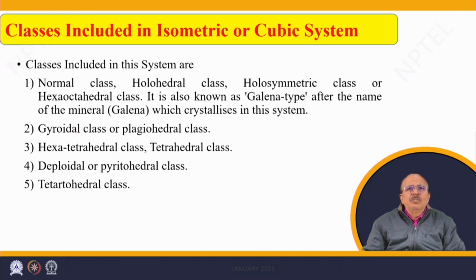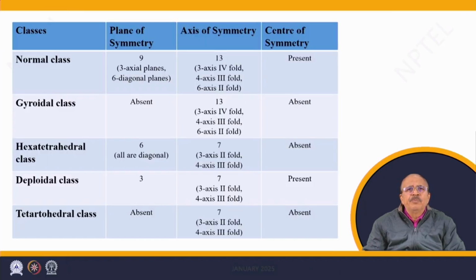Now the classes included in the isometric or cubic system. The normal class, holohedral class, holosymmetric class or hexa-octahedral class. These are some of the classes included in the isometric system. It is also known as the galena type after the name of the mineral galena which crystallizes in this system. The next class is the gyroidal class or plagiohedral class. Then the hexatetrahedral class, tetrahedral class, diploidal class or pyritohedral class, and tetartoidal class. These are some of the classes within the isometric system.